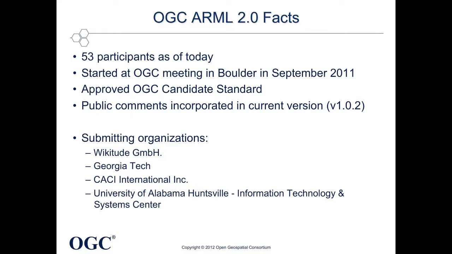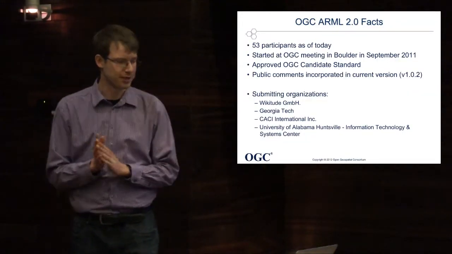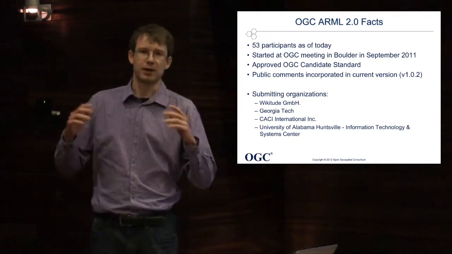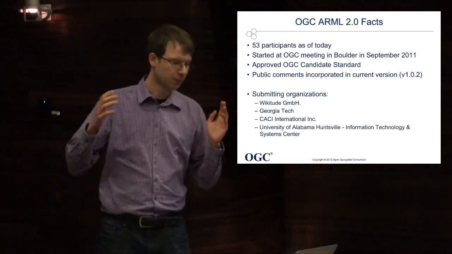A couple of facts for ARML 2.0 and the standards working group behind it. We actually have 55 participants as of today because during the Mobile World Congress, 2 additional members joined. We started at the regular OGC technical committee meeting in Boulder in September 2011. Right now, ARML 2.0 is an approved OGC candidate standard. It went through the OGC process. That's where we are so far.